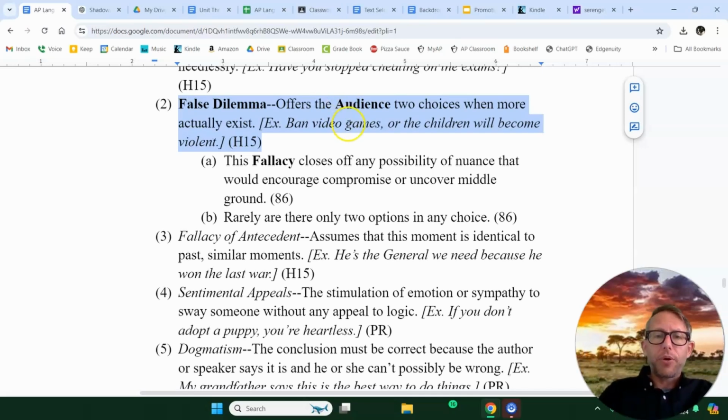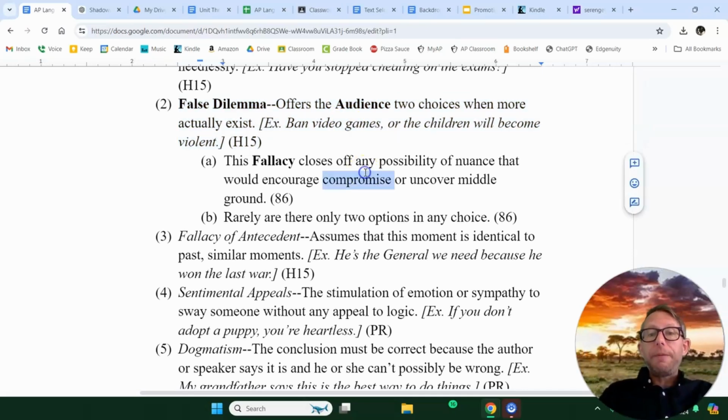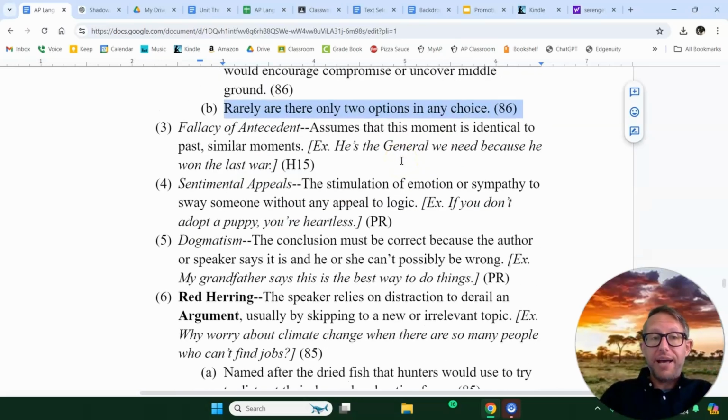It's a false dilemma, okay? So it closes off any possibility of nuance that would encourage compromise or uncover middle ground. There is no middle ground between banning video games and children becoming violent. There's no subtlety, there's no third choice, there's no alternatives. And that's important because rarely are there only two options in any given choice. There's almost always a plethora of different options. And certainly this example is a great demonstration of that.